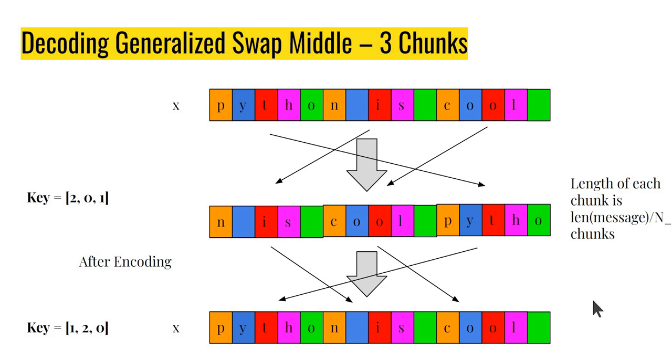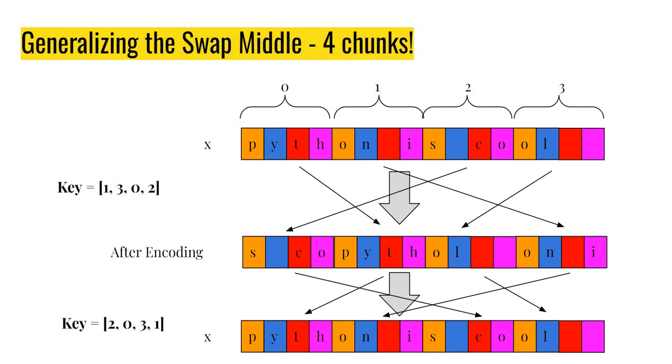We can also take one more example. Let's say we are looking at 4 chunks. Now in here, the key is 1302. So when I look at this, I ask myself, where did this chunk come from? It must have come from 2, because the item number of 0 inside this key is 2, which means that this chunk has been moved over here. All I need to do is move it back to 2, and so on and so forth.